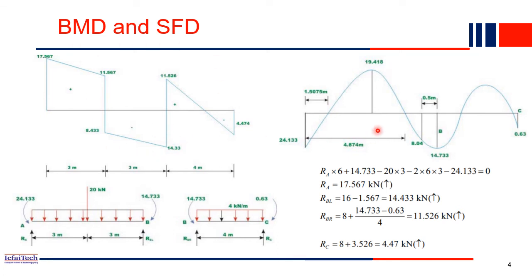Very simple. Now the bending moment diagram. Already we computed MA, which is 24.133, negative. Then the UDL is acting, everything is acting, so this will go up. Again at this point, already you have 14.733, so at B it is 14.733. Again it will go up, and at C it is 0.63. So this is the bending moment diagram of this beam.